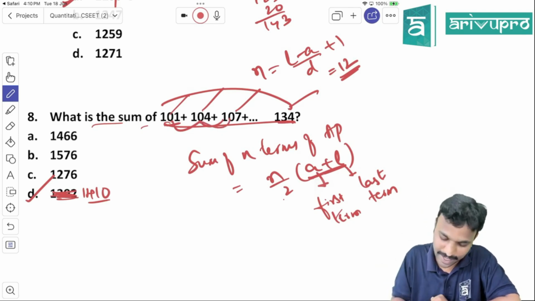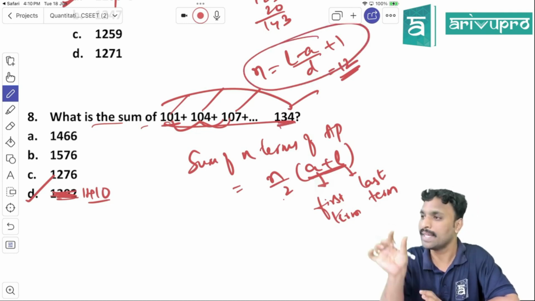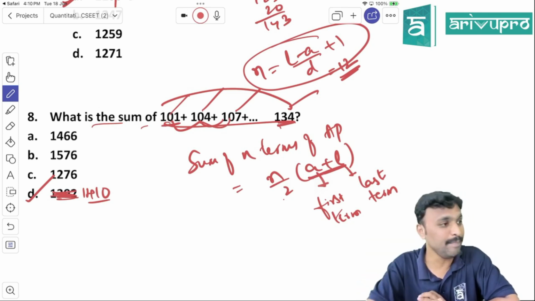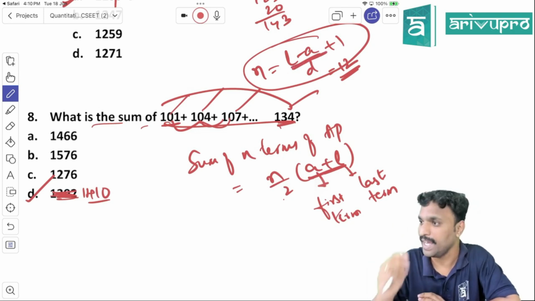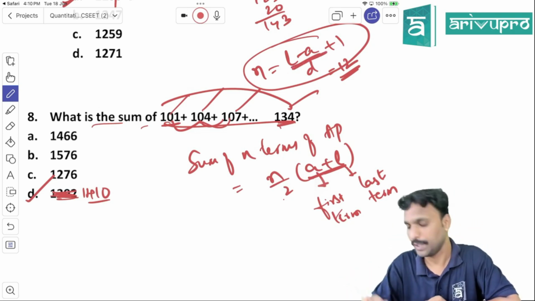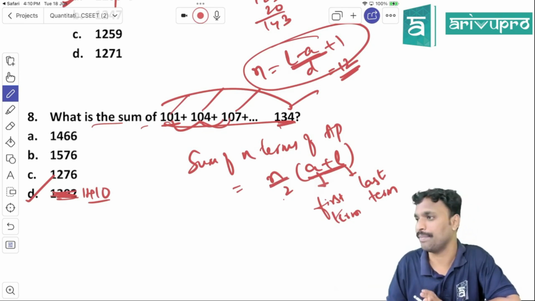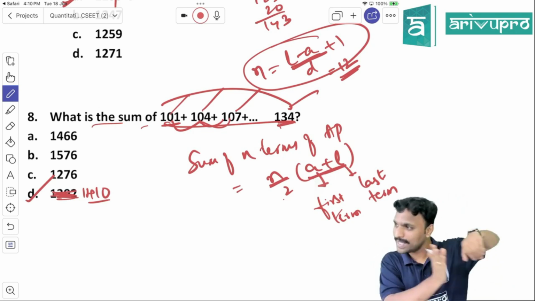So L minus A you have to do first of all. What is L? Last term, 134. A is what? 101. The difference is how much? 33. Divided by D is how much? 3. 33 by 3 is 11. 11 plus 1 is 12. So N value we got, which is 12. 12 by 2 is how much? 6. Keep it in mind. N by 2 is 6.